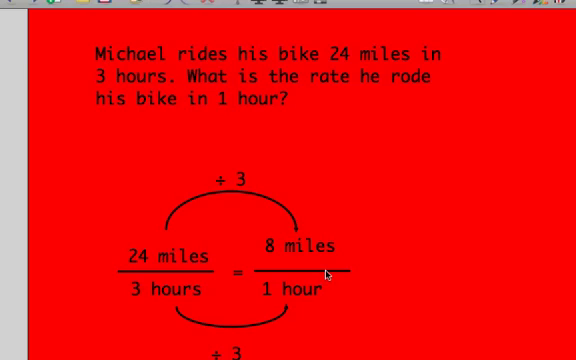You could say that maybe he rode his bike faster or slower at a certain point. We don't know that based on what's in the problem, but we know that on average he rode 8 miles per 1 hour. Let's look at another problem.